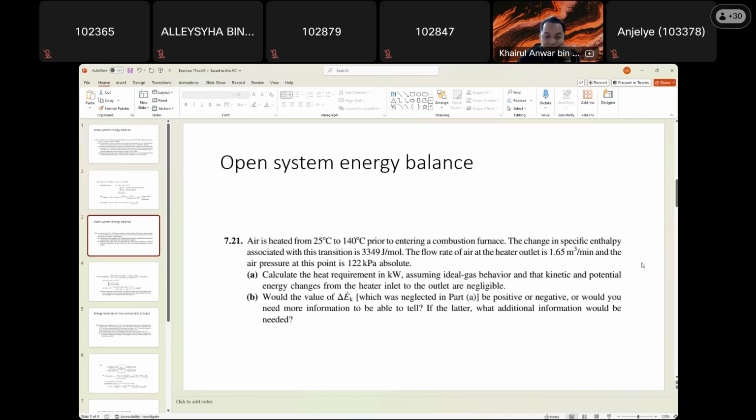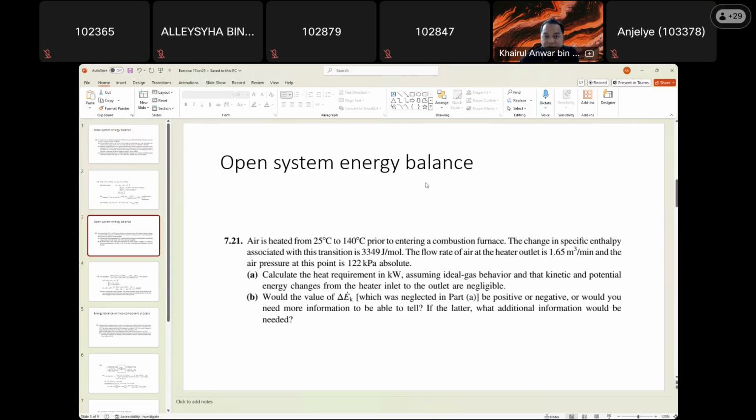Second question. A is heated from 25 to 114 degrees C prior to entering the combustion furnace. The change in specific enthalpy associated with this transition is 33.9 joule per mole. The flow rate of A is 6 at 122 kilopascal absolute. Calculate the heat requirement in kilowatts. The kinetic energy changes from the heater inlet to the outlet are negligible.